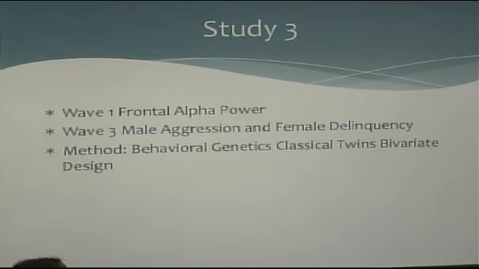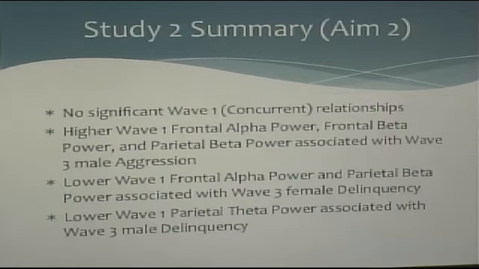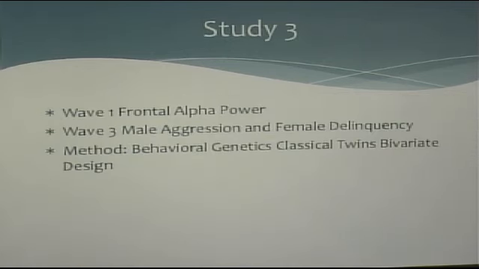And we decided to look at the results of study 2 to decide what models would be examined in study 3. And if you remember, the frontal alpha relationships were positive with male aggression in wave 3 and negative with female delinquency in wave 3. So these are the 2 models that we're going to be looking at for aim 3. Male aggression, female delinquency, and the method here is a bivariate design. That means we're looking at just the genetic and environmental relationships between 2 observables.